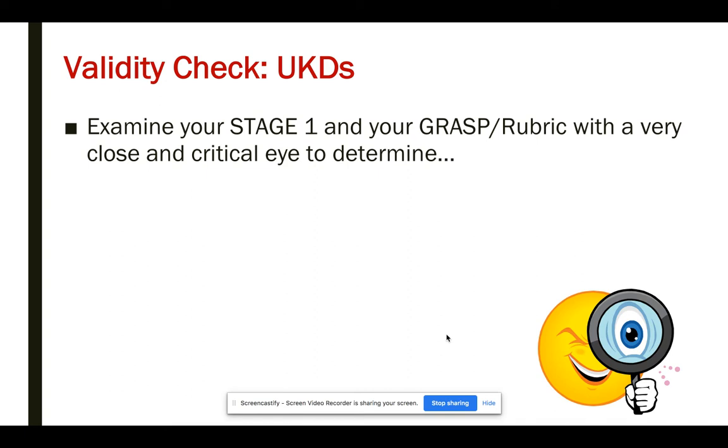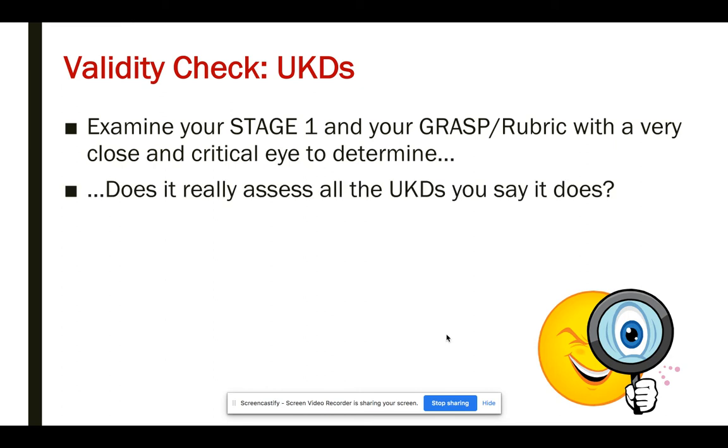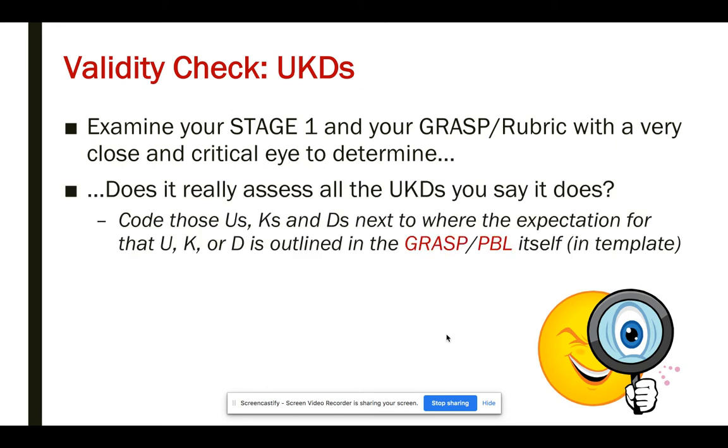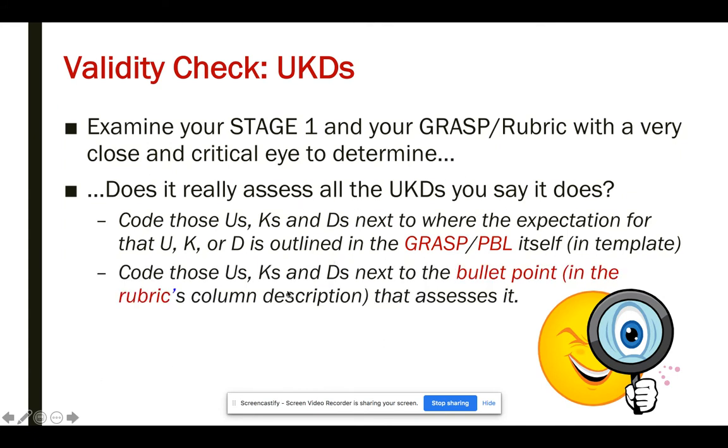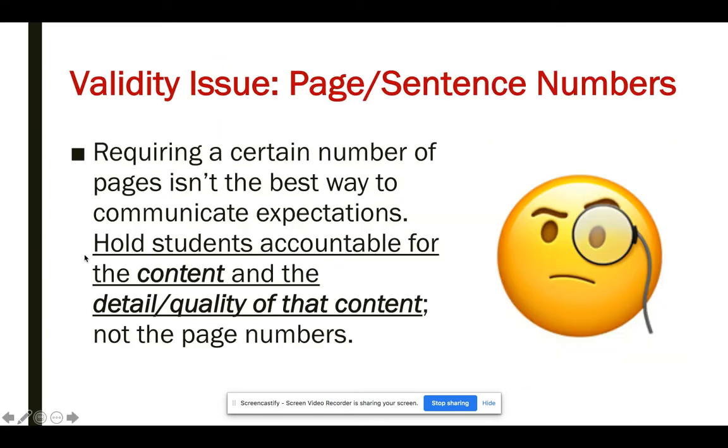I want you to look at your stage 1 and your GRASP rubric. You already did that. Does it really assess the UKDs it says it does and code them? I'd like you to do it in your GRASP as well. And maybe we should have started there. I'm going to look for it in your rubric for sure. But I think it might help you if you looked at it, like the direction in the GRASP that pointed them to do D skill 3, the direction in the task that asked them to wrestle with U2. And write that right in there. Again, I'm not going to grade for that, but that can help you do a little validity check. Does my GRASP really measure what I say it does?